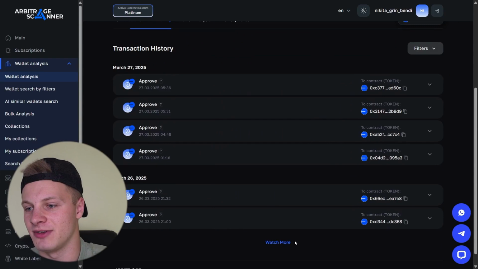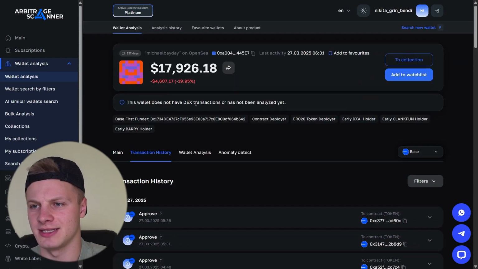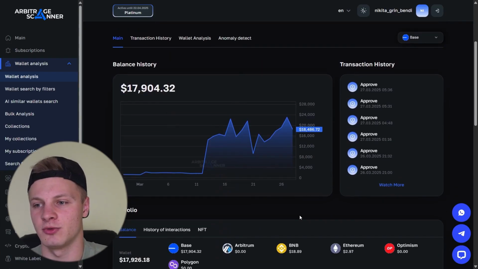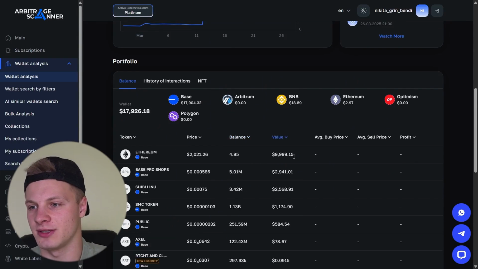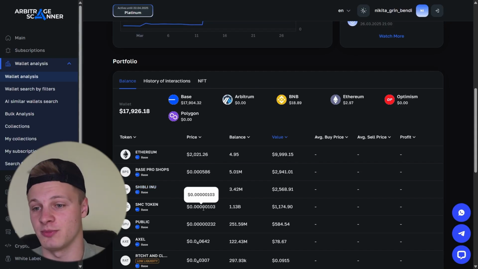Here, for example, it gave some kind of approval for something. Overall, this is a very strange wallet because it doesn't have any DEX transactions. Most likely, funds were sent to it right away and then somehow, I don't know, distributed to other wallets. We can see that it has some tokens that it deposited into the wallet. It has base pro shops, $3,000 worth of Shibble, and accordingly, that's the token we saw on which this wallet made a pretty good run.